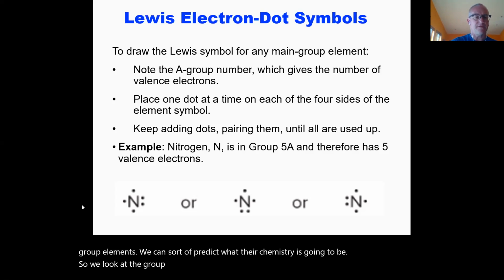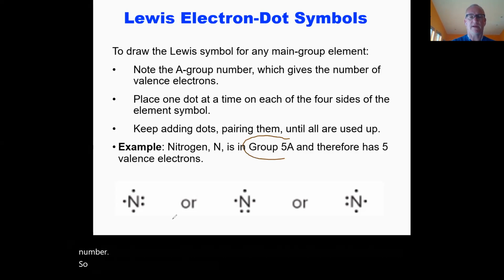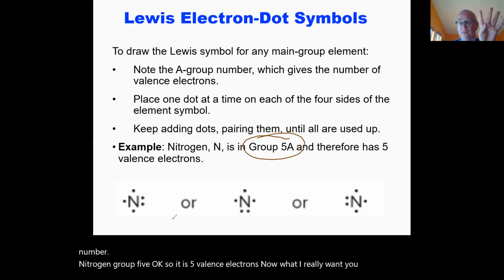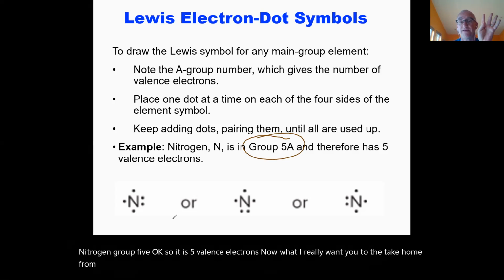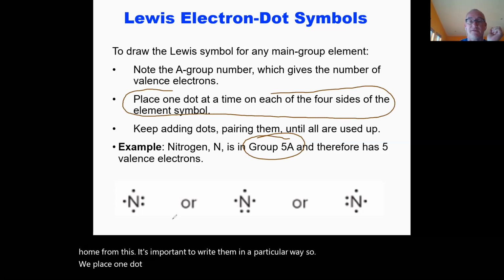So to figure out how to draw these, we look at the group number. So nitrogen, group 5, so it has 5 valence electrons. Now, what I really want you to take home from this is it's important to write them in a particular way. So we place one dot at a time on each of the 4 sides.